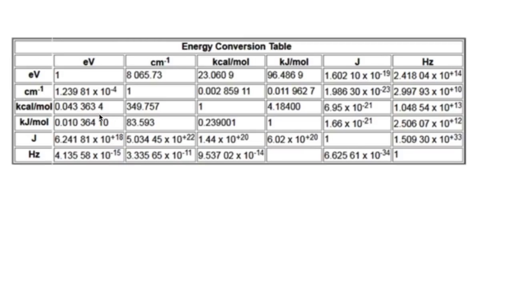Right. So we'll now talk about the energy conversion part. See, energy can be expressed in a lot of ways. The units of energy are expressed in a lot of forms. Like energy can be expressed in the form of electron volts. It can be expressed in the form of centimeter inverse. It can be expressed in the form of kilocalorie per mole. Then your kilojoule per mole, right? Then your joules also is there, then your hertz. So you have this many forms, the standard units of energy which are used.